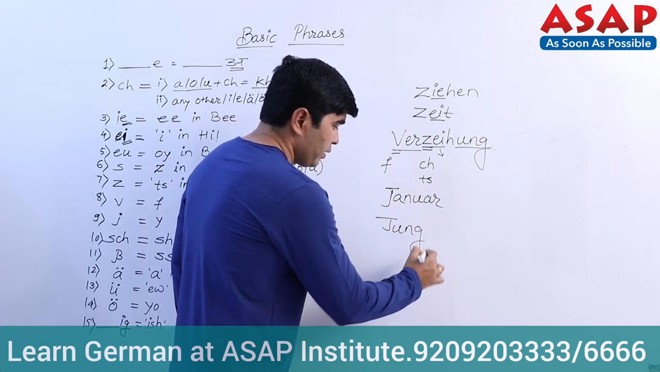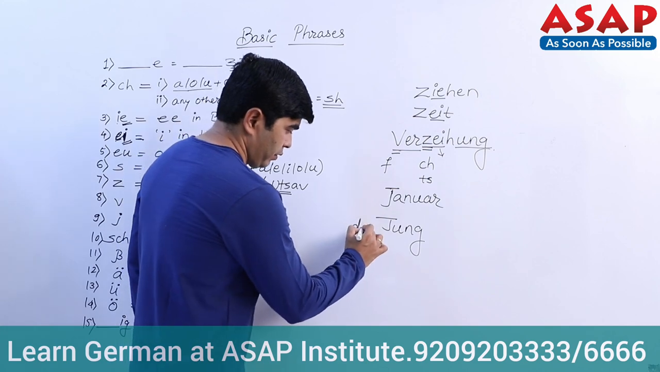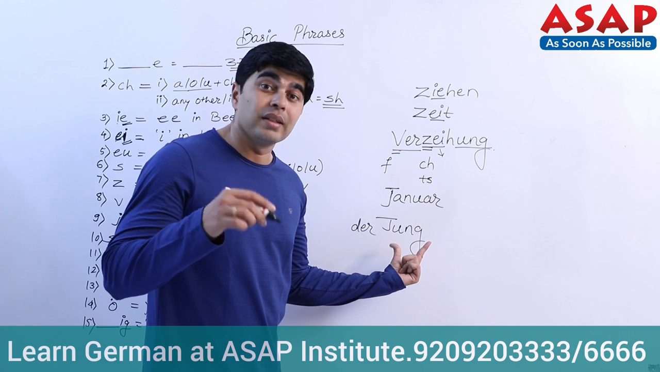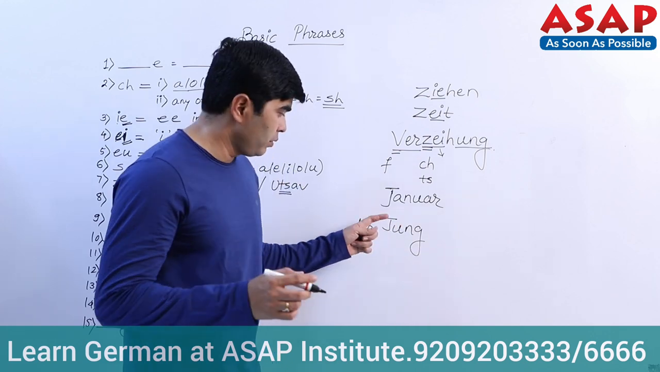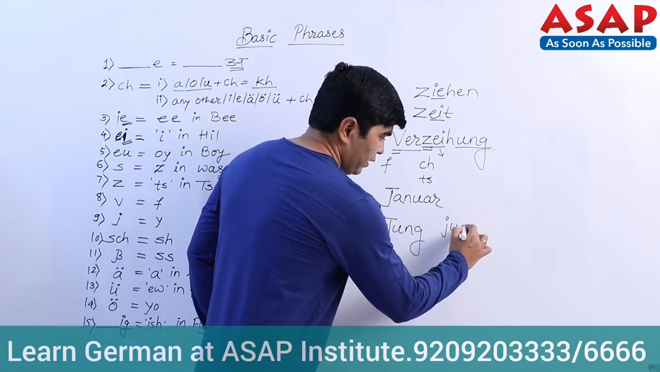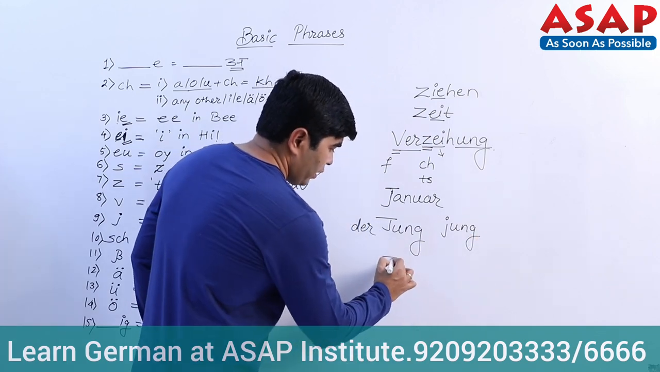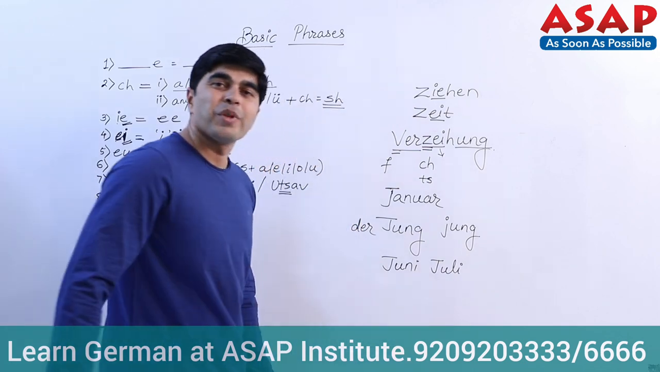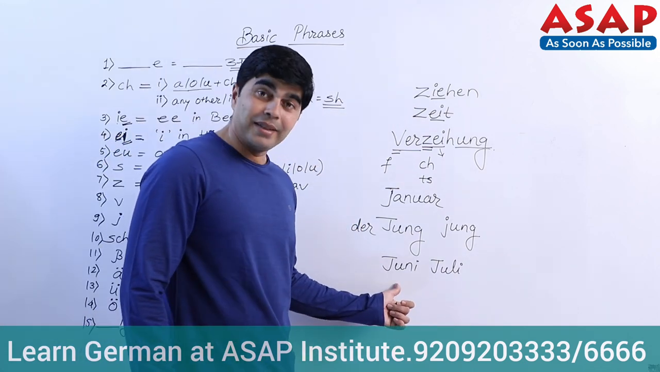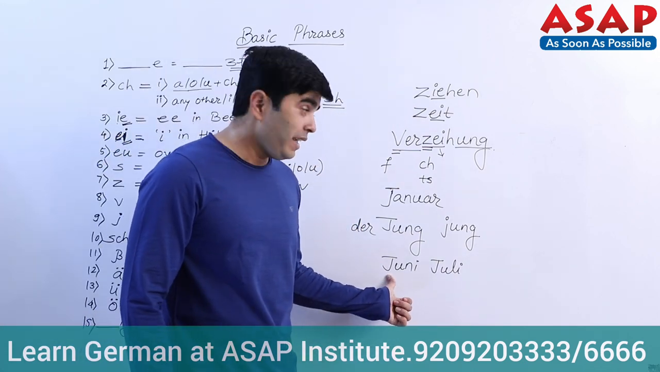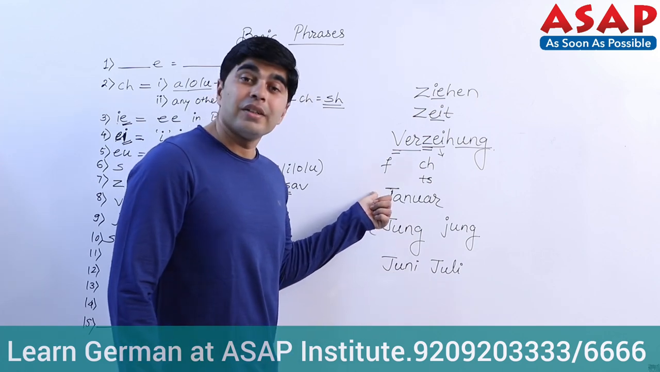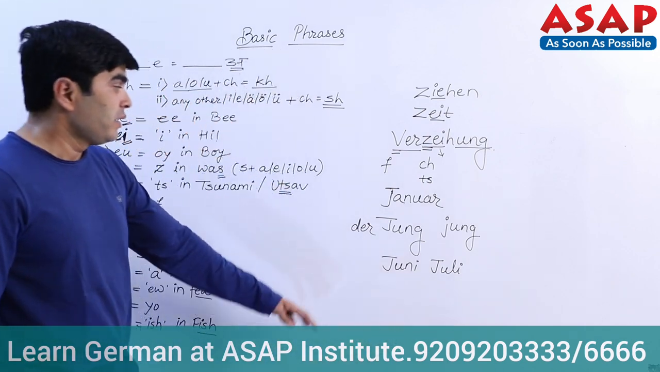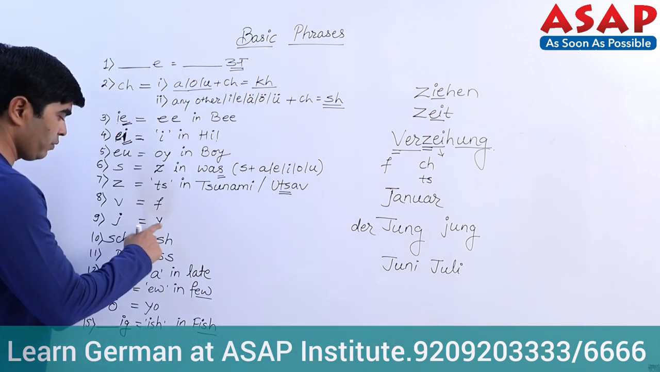Jung. Jung has two meanings. It is either the boy, or if you write it like this, then it is young. Or another one, Juni, Juli. So this is quite easy to remember. J is pronounced as Y. Remember these three months: Januar, Juni, Juli. Yanuar, Yuni, Yuli. So this is how J is pronounced as Y.